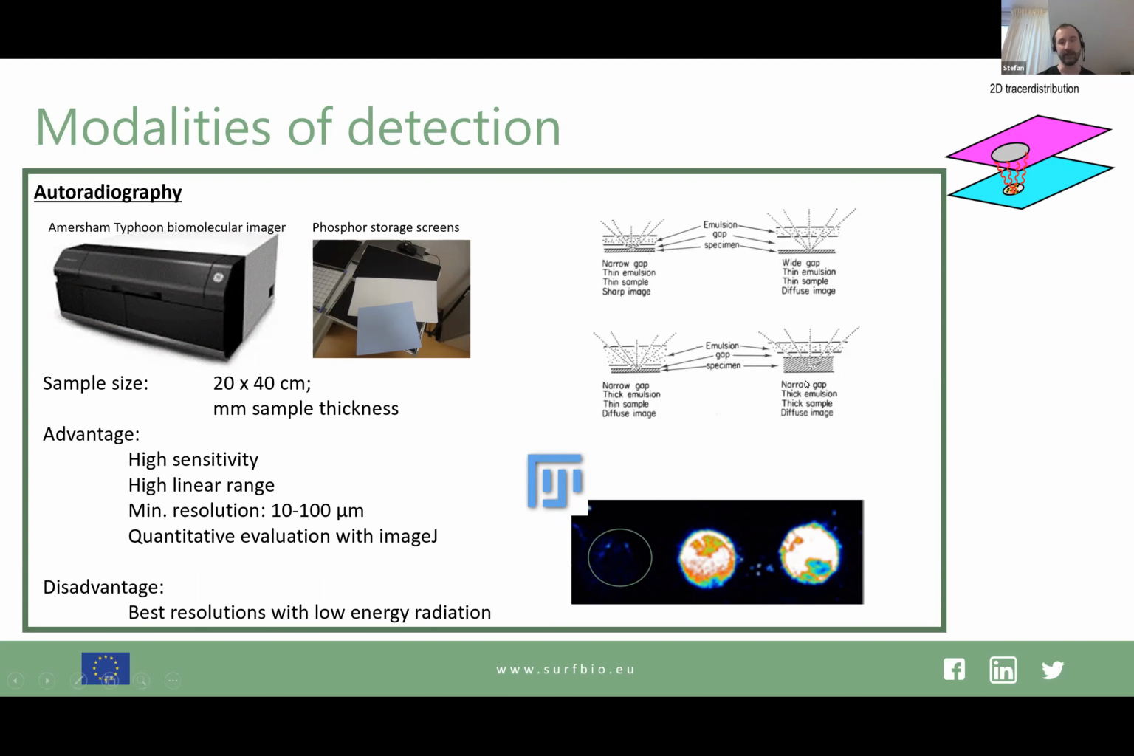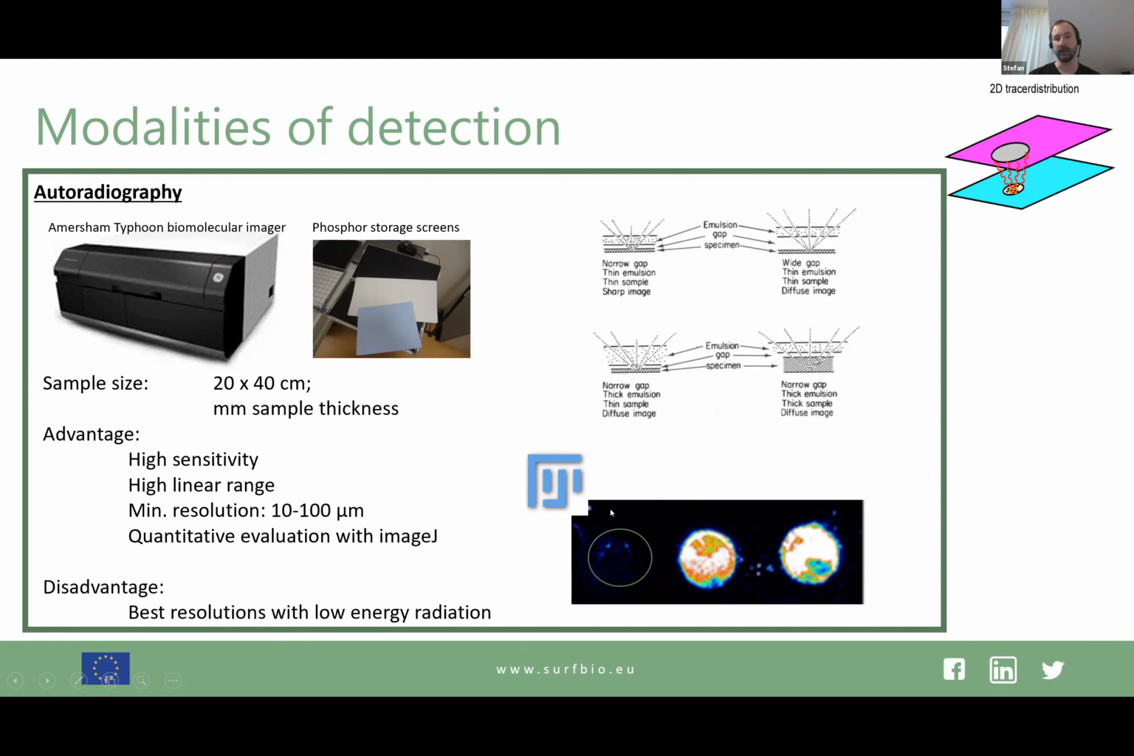Because you can imagine, if you have a radionuclide with a high radiation energy, something that originates here and has a long reach, it could also imprint an image over here. So for this method, you want more of this low energy radiation. These are typically beta minus radiation or decays.